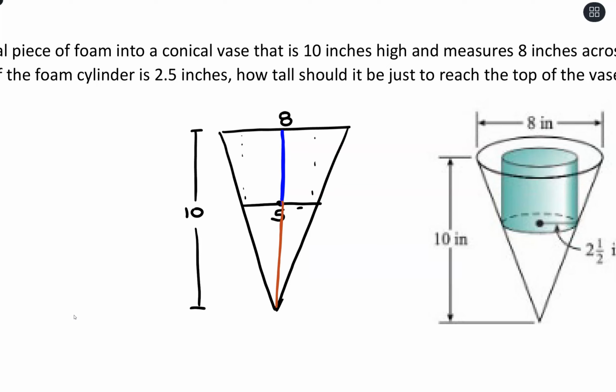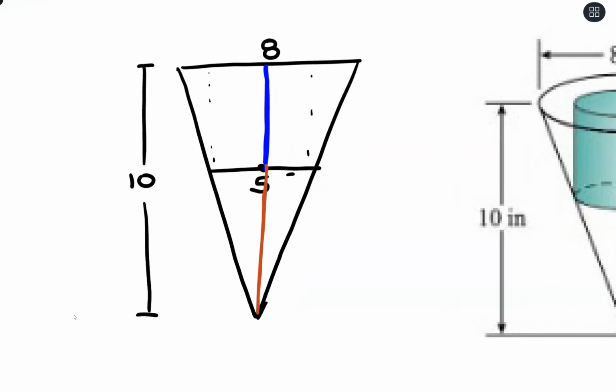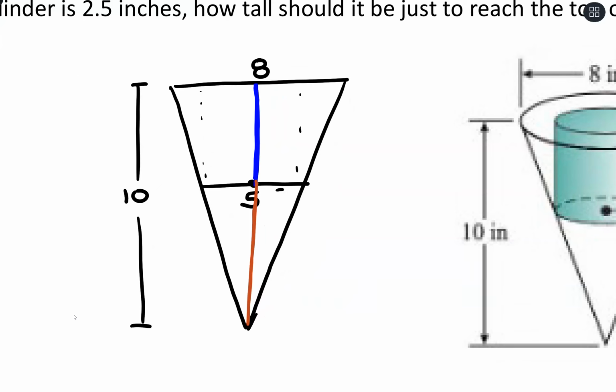And what you should start seeing are similar triangles here. So even though we're working three-dimensionally in terms of kind of visualizing a cylinder and a cone, we could think of this separated from it. So with this, let's go ahead and call this x, which means this missing piece would be 10 minus x.